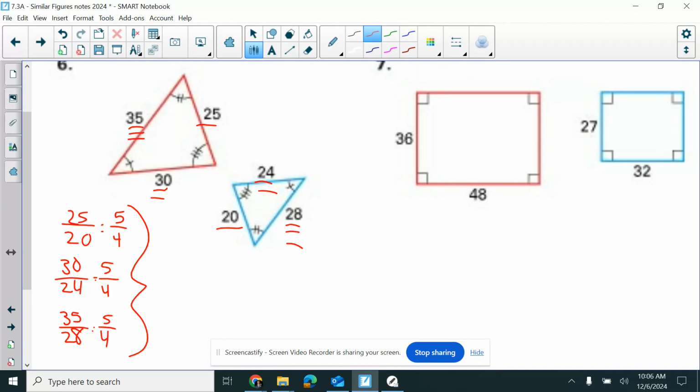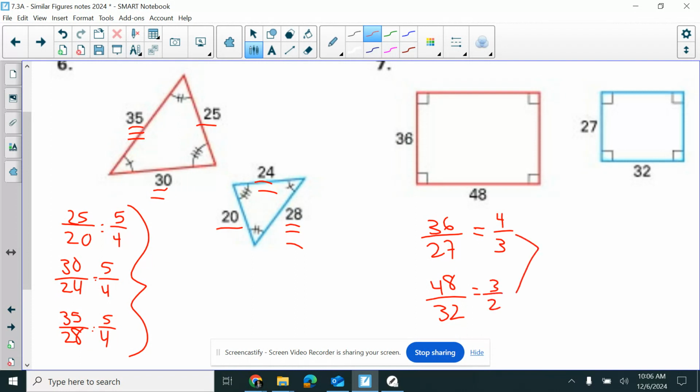All right, so for the next two, I'm dealing with two rectangles. I notice all the angles are congruent because they're all 90-degree angles. So I need to check the corresponding sides, 36 and 27, and 48 and 32. I match those up, and now I have to simplify them to see if they're the same or different. For the first one, I get 4 over 3. For the next one, I get 3 over 2.